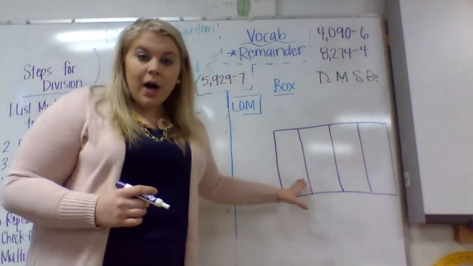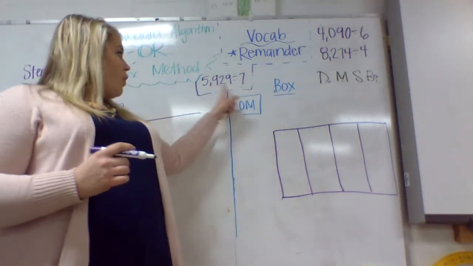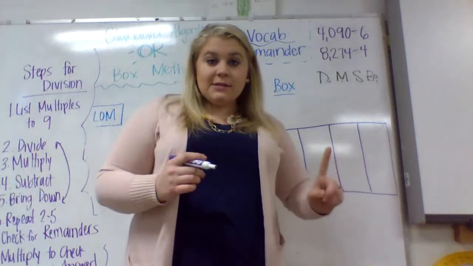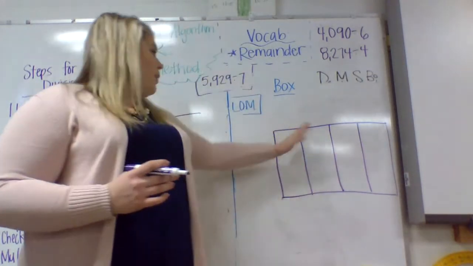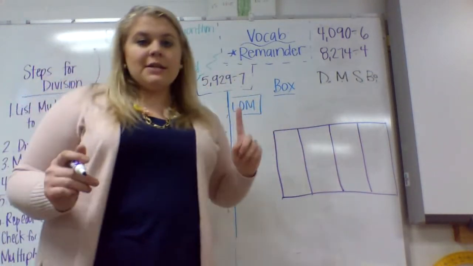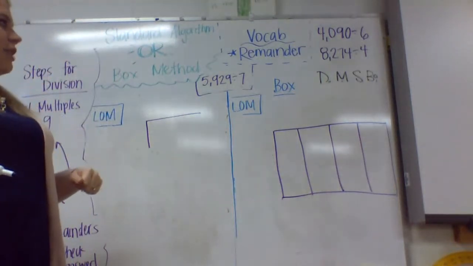So if you'll notice for box, since we are doing 4 digits, we now have 4 boxes because there's a box for every digit in your dividend. Doesn't change for standard algorithm.